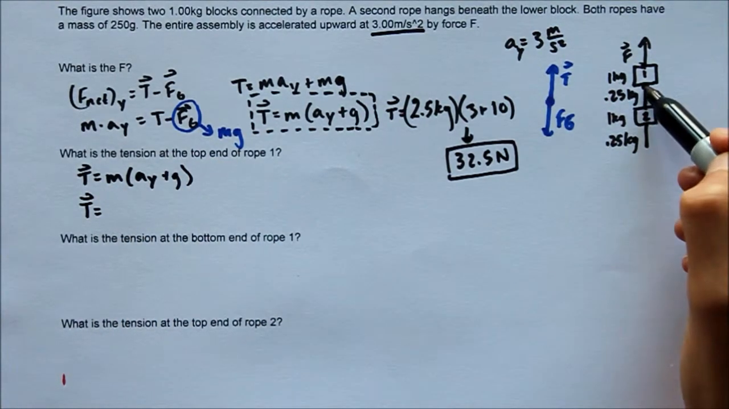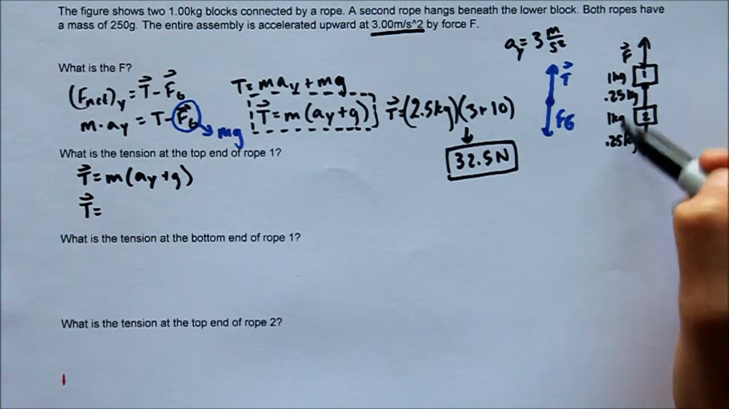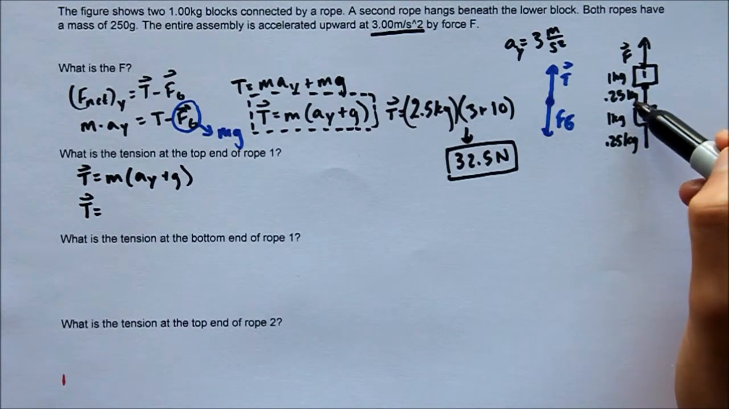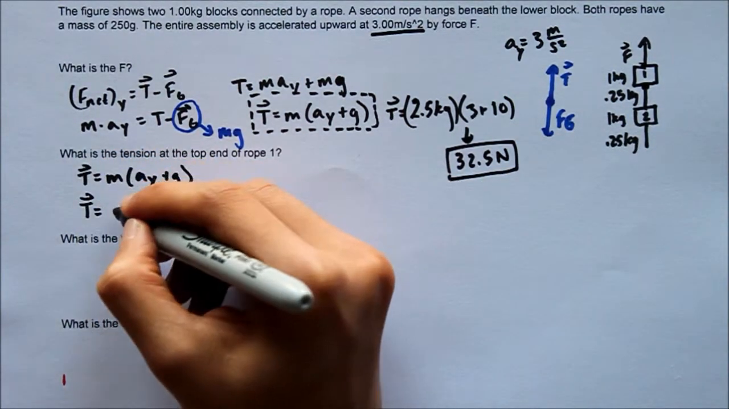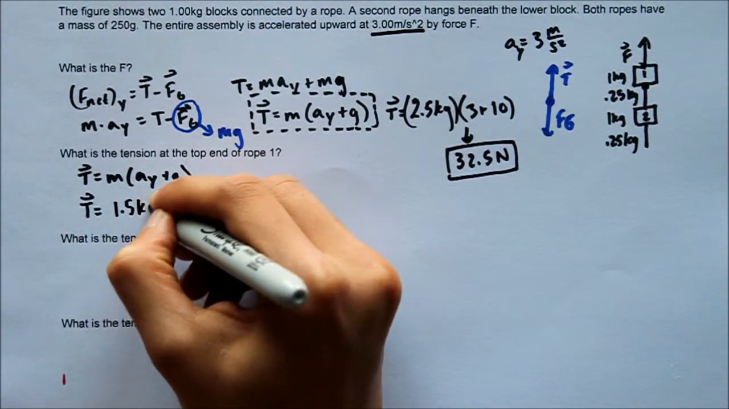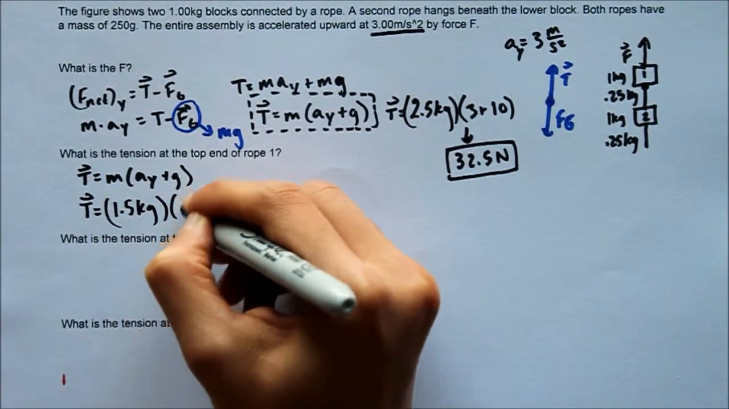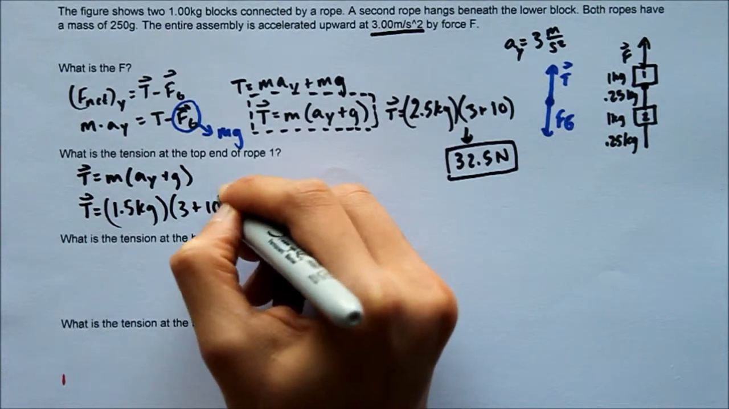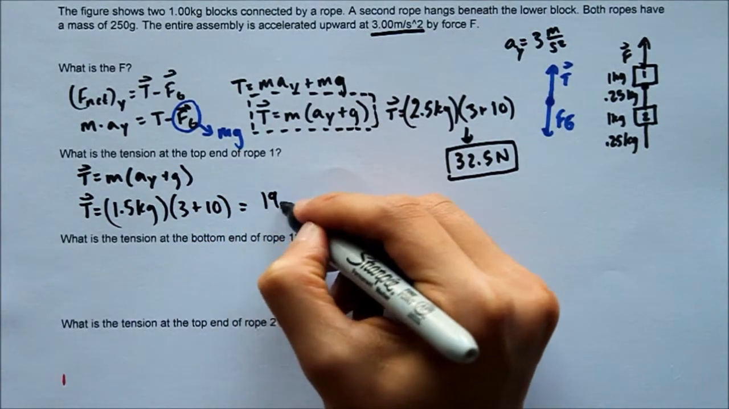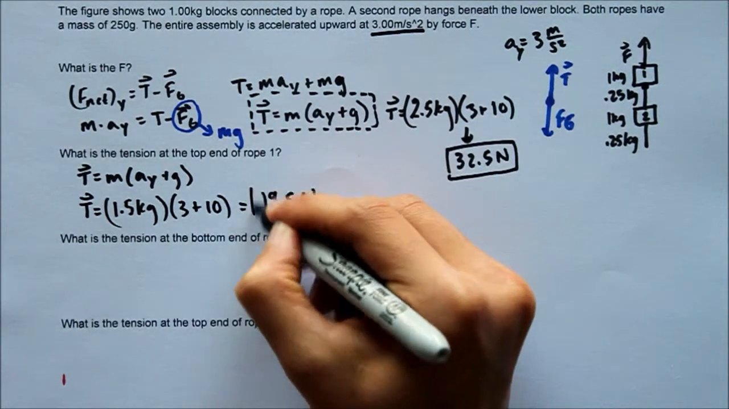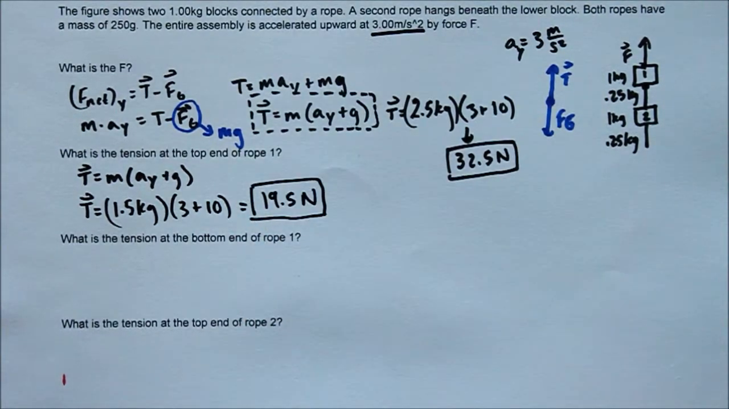So in this case, if I make that my point and circle everything underneath, it's going to be 0.25 kg plus 1 plus 0.25 kg. So it's going to be 1.5 kg times 3, plus 10, right? And that's going to give me 19.5 newtons. So that's my answer for part B.